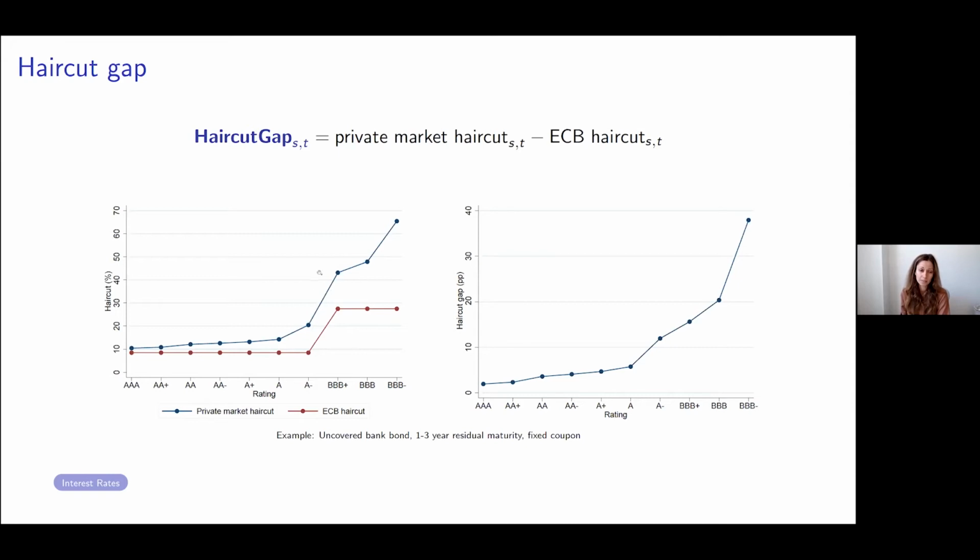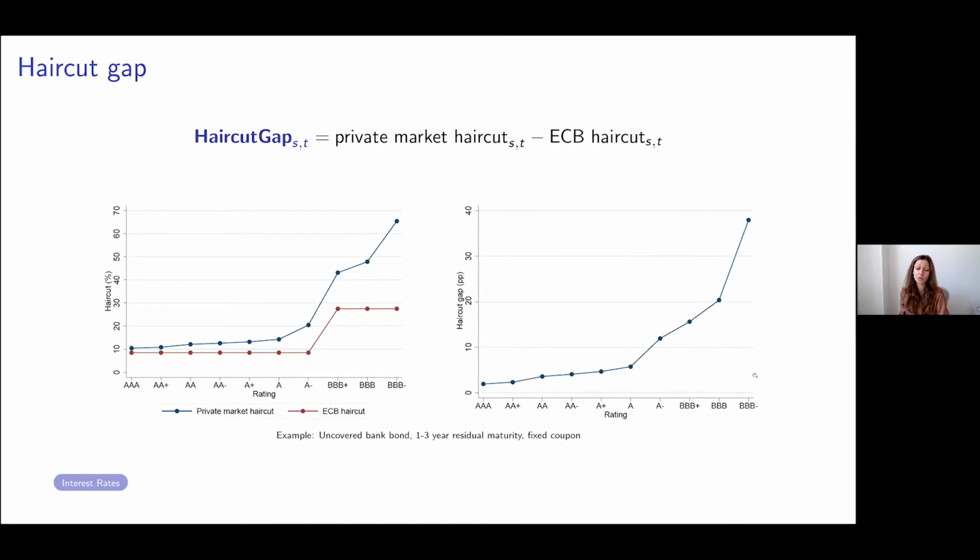Now, notice that the blue line is always above the red line, but also what we call a haircut gap is essentially the vertical difference between the two spots. And the vertical difference is plotted for you also on the right side of this graph. And what you see especially is that we observe the highest haircut gaps for the securities that are the riskiest, so for the BBB rated securities.